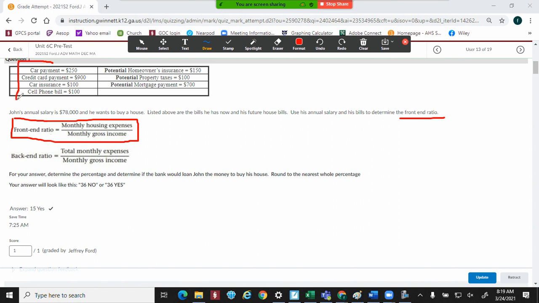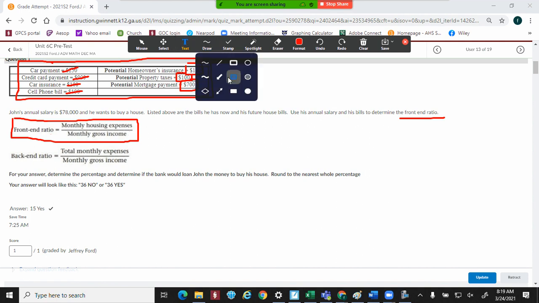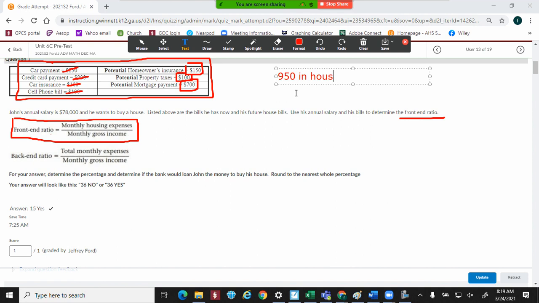Now, if you notice, I gave you a whole bunch of stuff, okay? But you're only focusing in on the housing expenses. So the car payment, credit card payment, insurance bill, car insurance, phone insurance, all this stuff has nothing to do with the house, so you're going to disregard it. But the potential homeowner's insurance, well, that deals with the house. That's a housing expense. Potential property taxes, as well as the mortgage payment, all three of these things, those are the housing expenses. So when I add all this up, I get $950 in housing cost. All right, that's my numerator.